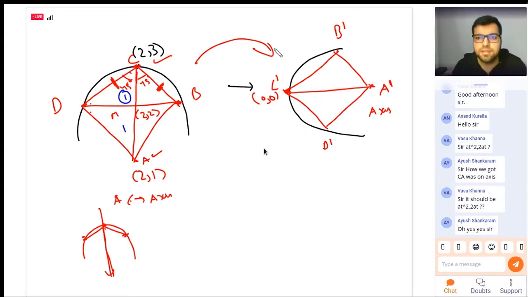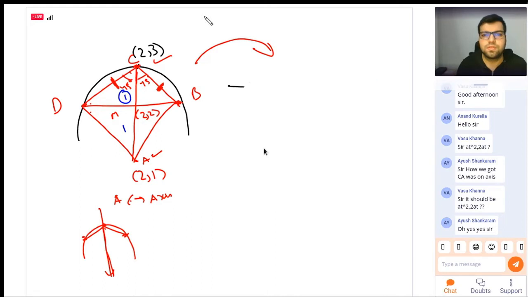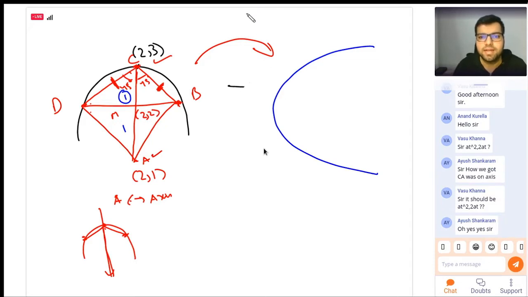I had made this diagram nicely earlier. Wait. So I made this parabola and I made a square inside this.